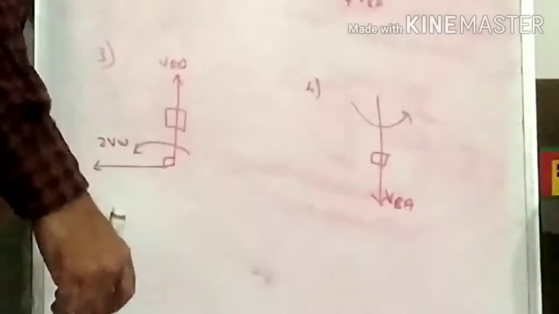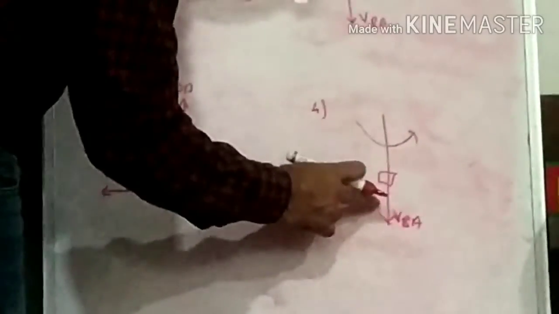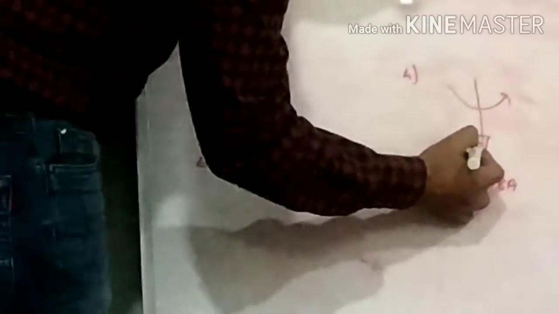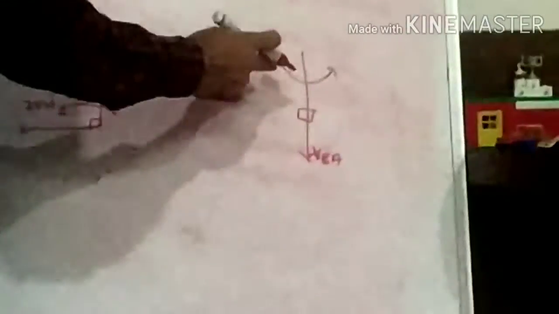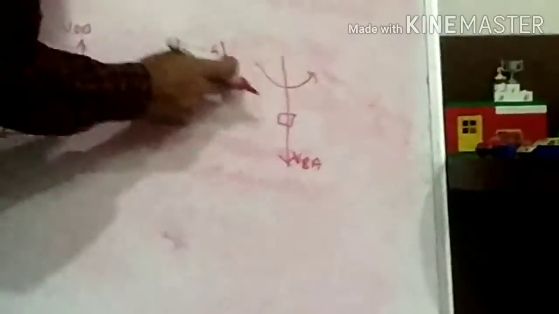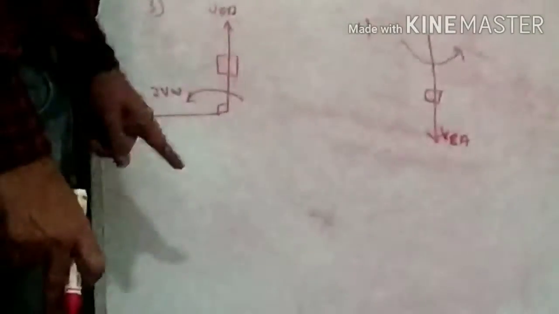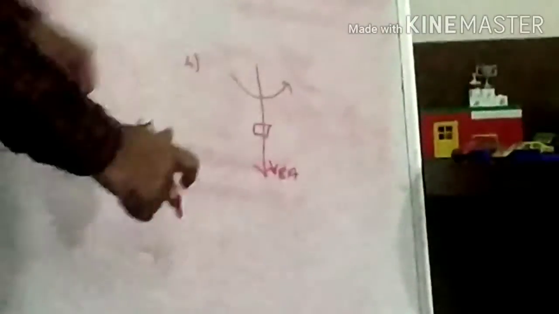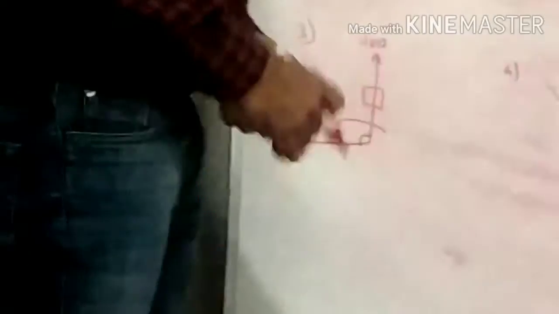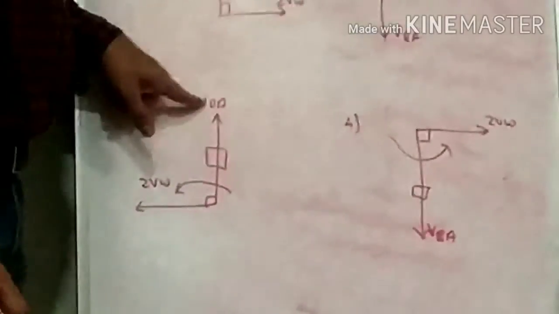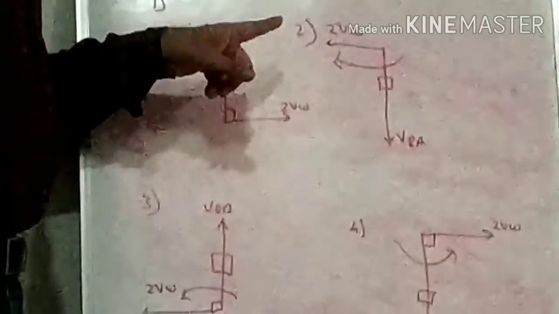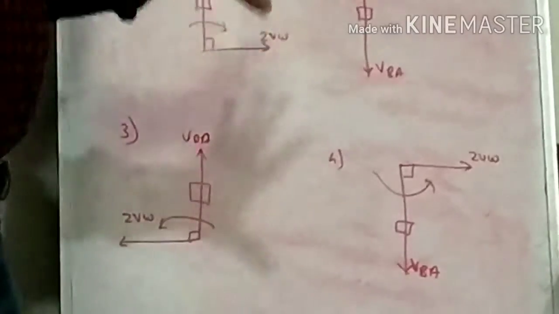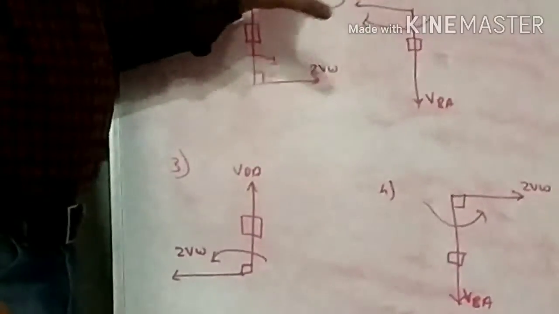Now the last possible case: vector V is radially inward, the slider is moving in the downward direction, and the direction of rotation of the link is anti-clockwise. So we rotate this velocity vector V through 90 degrees in the anti-clockwise sense, and the magnitude is 2 into V into omega. This is the direction of the Coriolis component of acceleration. So these are the 4 possible cases of the direction of the Coriolis component of acceleration, and this is the procedure to decide its direction.